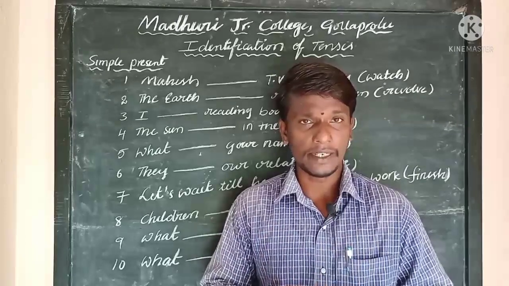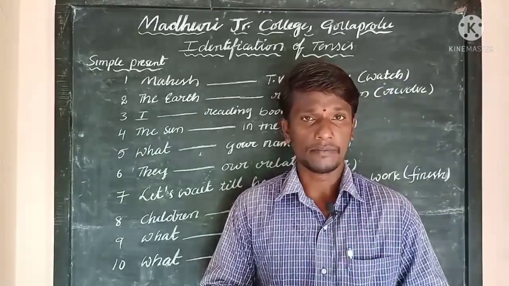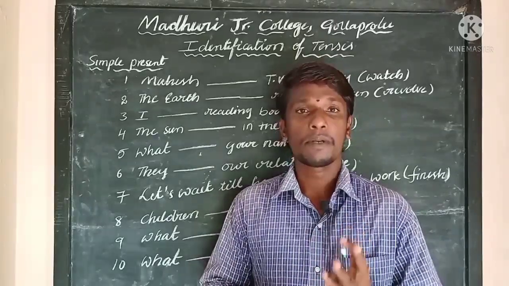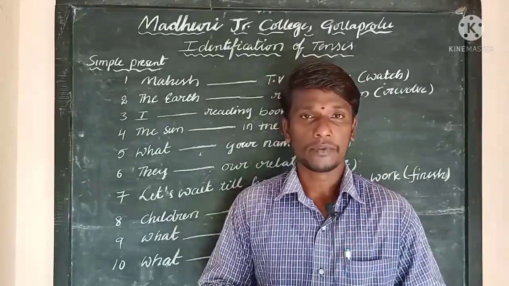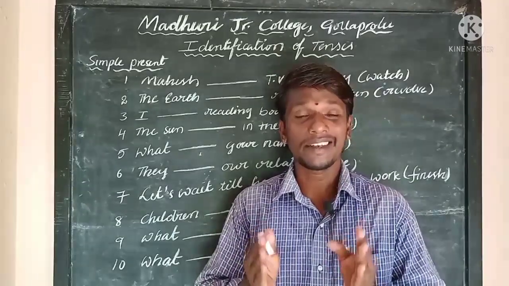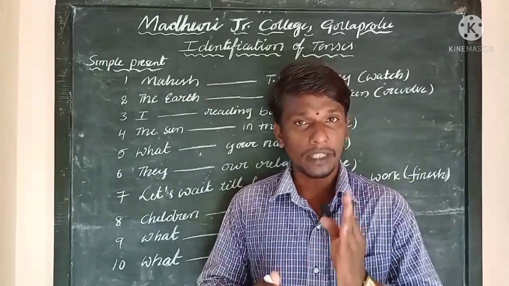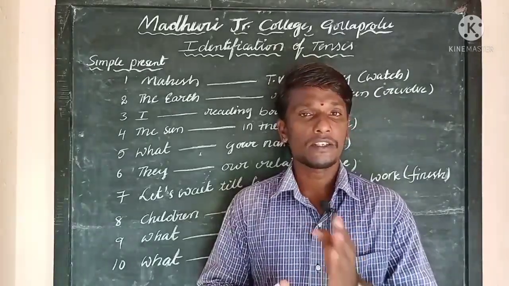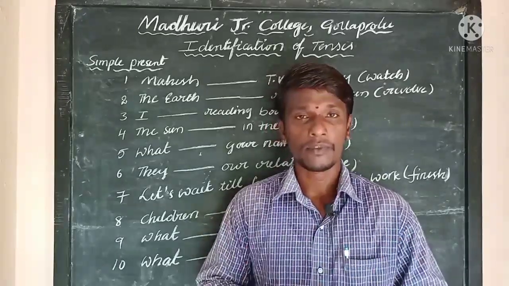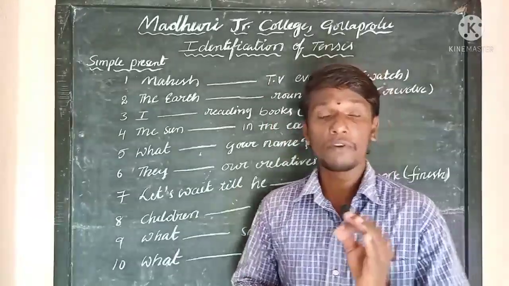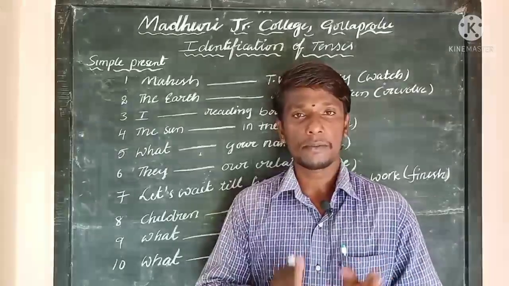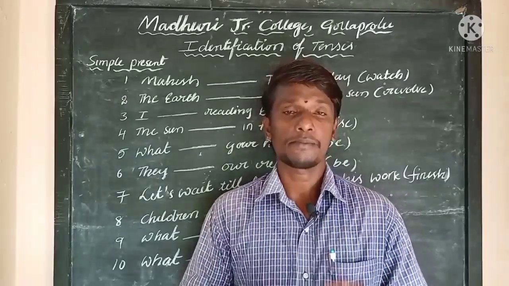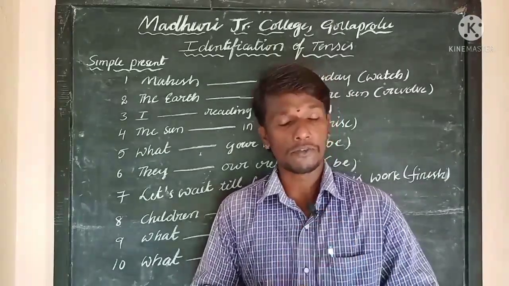And to identify tenses, it is very easy. There are majorly three simple tenses: simple present, simple past, simple future. That is how you can identify tenses very easily. What are the three simple tenses? Simple present, simple past, simple future. Now coming to the perfect tenses, there are three: present perfect, past perfect, future perfect.